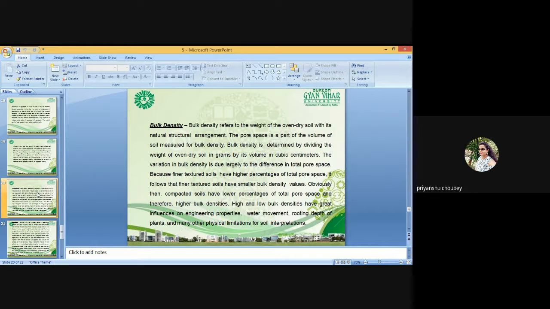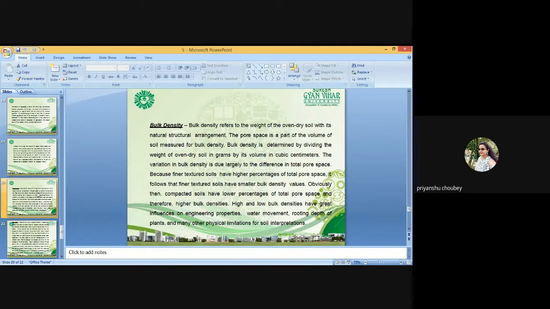Weight of a furrow slice. The weight of a furrow slice per hectare is the oven dried weight of soil in 1 hectare area of the depth of 15 centimeter. This weight is used for calculating the amount of fertilizer and the amendments to be applied.